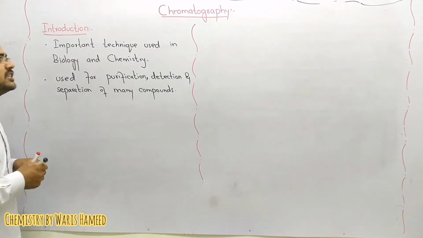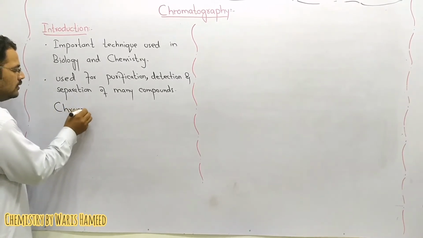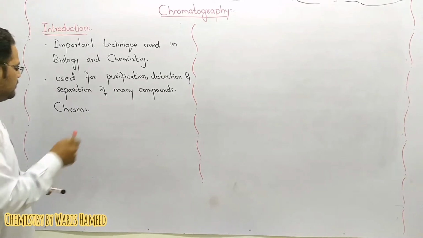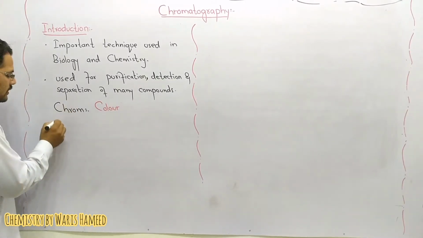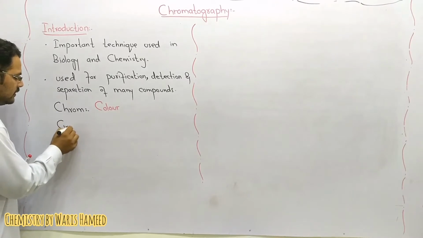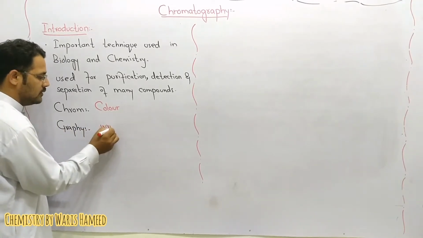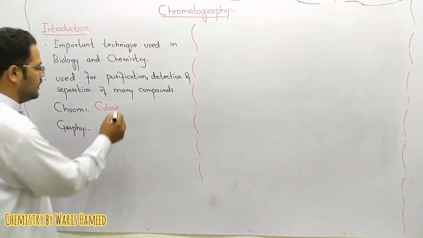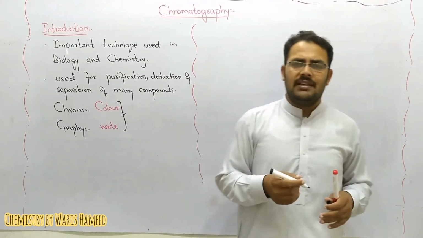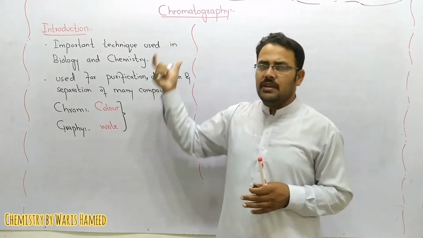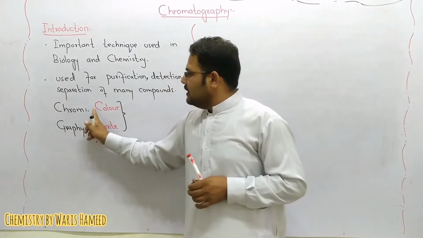Chromatography is actually a combination of two words. The first word is chrome. Chrome means color. And the second is graphy. Graphy means write. So organic compounds, mostly organic compounds or inorganic complexes, have some colors, so they can easily be identified by chromatography. And the term chromatography means color detection.